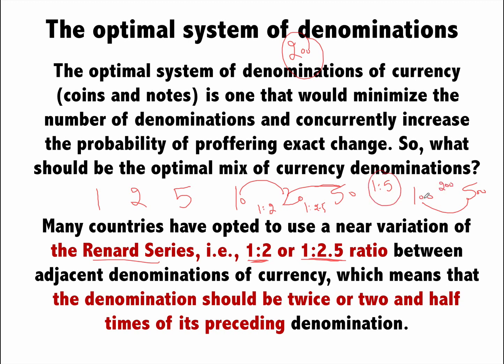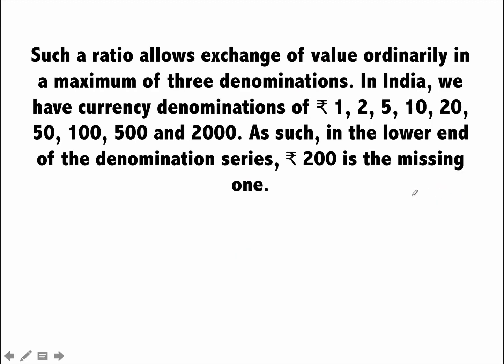That is why they inserted a note of 200. Now, ratio is 1 is to 2 between 100 and 200, and 1 is to 2.5 between 200 and 500. So this ideal ratio needs to be maintained, because if you maintain this ratio, then the exchange of money is facilitated. It becomes very, very easy.